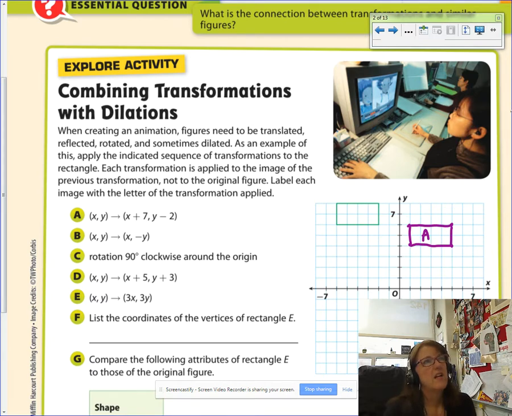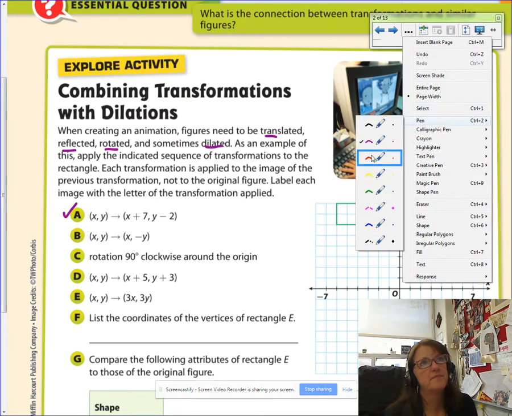Okay. All right. Now, notice what it is asking us to do is sometimes, especially when you animate things, you need to translate them, reflect them, rotate them, sometimes dilate them. Okay, so what we're going to do is apply this sequence, and each transformation is applied to the image of the previous one, not back to the original. Excuse me. So we've got this one done now. We feel pretty confident. Now we're going to pick it up at A and perform this transformation. I'm going to change color while you look at that.